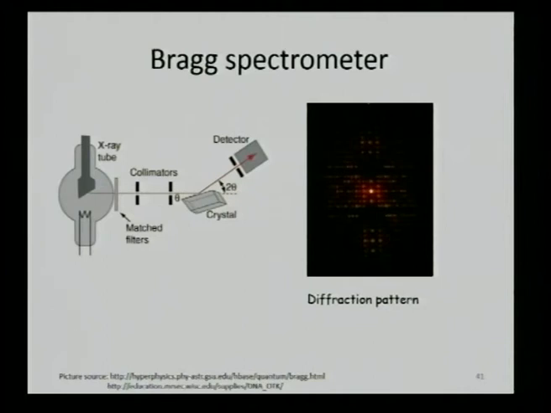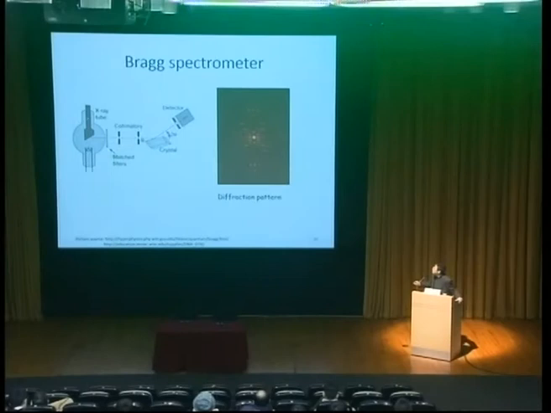We use a machine called a Bragg spectrometer, and on the right, you can see a diffraction pattern. We put the crystal at the position shown here. The X-ray tube produces X-rays. The filter ensures that X-rays of a single wavelength can pass through. The collimator ensures that the X-ray beam is narrow, and the X-ray hits the crystal, and the detector measures the diffraction pattern. We can rotate both the crystal and the detector.